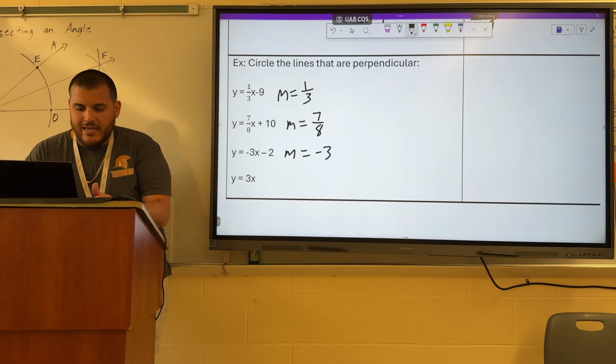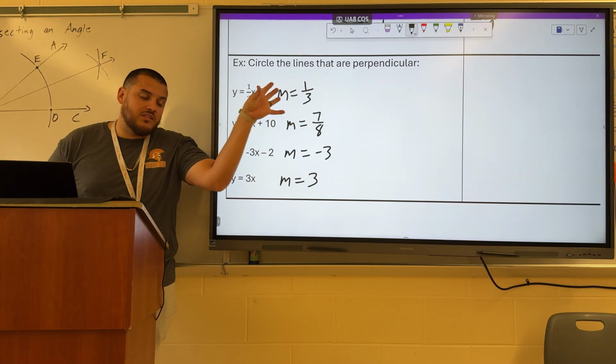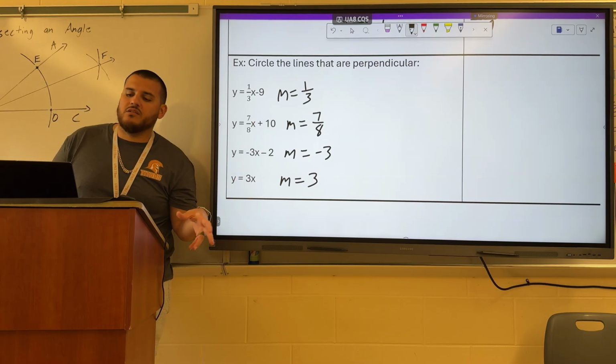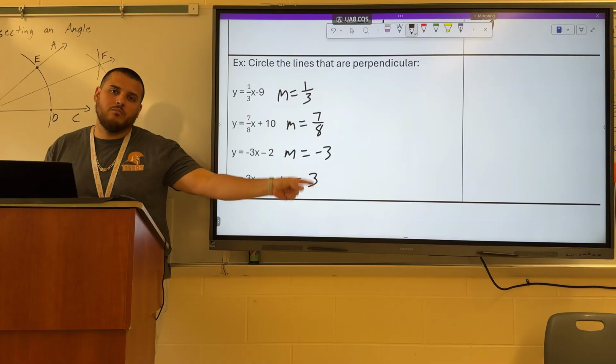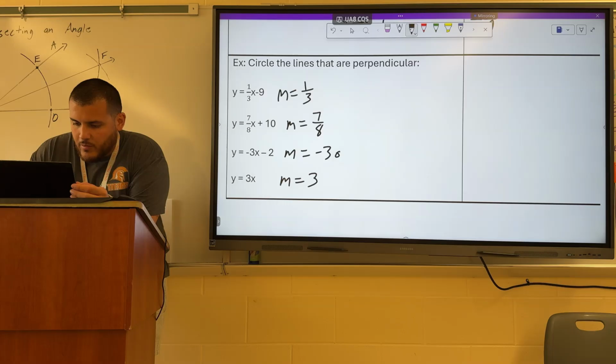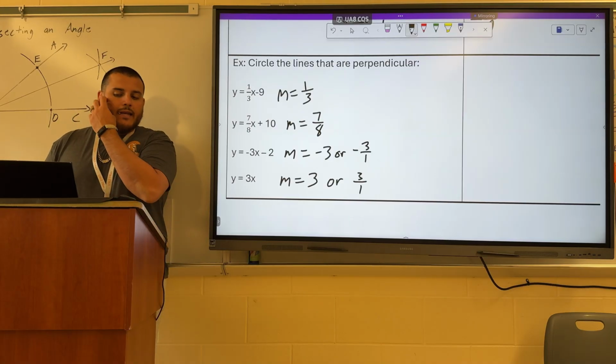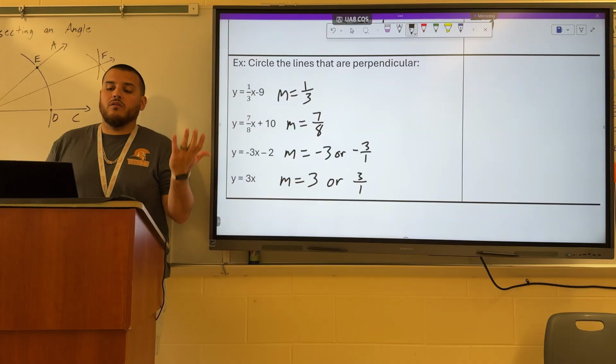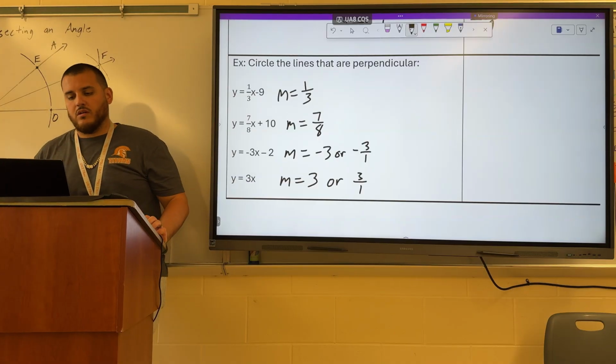The slope for this line is positive 3. Now, one thing I want us to do before we start thinking about which of these could be negative reciprocals of each other is to take the whole numbers and turn them into fractions. So remember, negative 3, I could make that negative 3 over 1 as a fraction. Positive 3, I can make that positive 3 over 1. And again, now we're just evaluating which of these is negative reciprocals of each other.